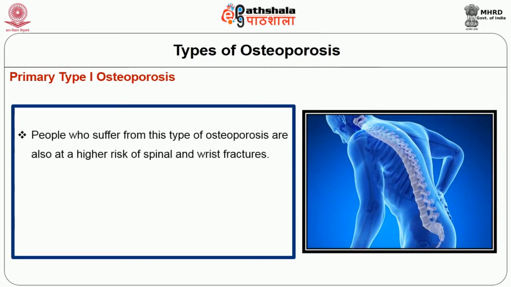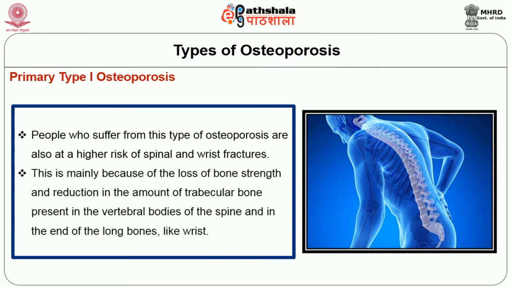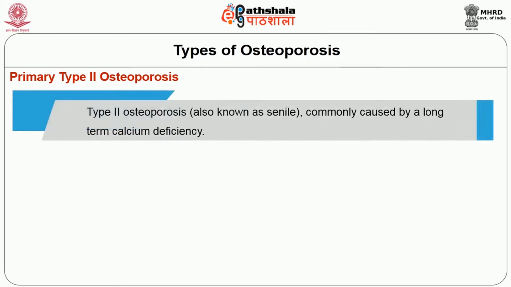This type is also known as high turnover osteoporosis because there is a reduction in the amount of trabecular bone, or the inner soft part of the bone. People who suffer from this type of osteoporosis are at a higher risk of spinal and wrist fractures. This is mainly because of the loss of bone strength and the reduction in the amount of trabecular bone that is present in the vertebral bodies of the spine and in the end of the long bones, like the wrist.